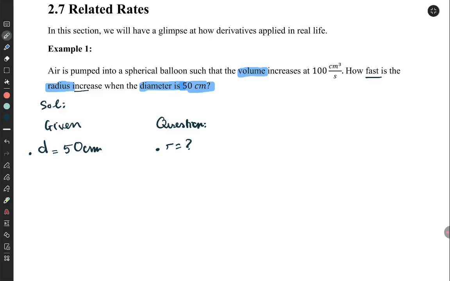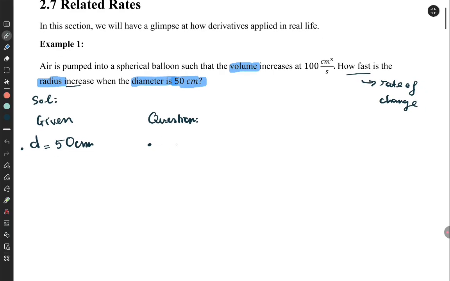Is this asking for the radius? It's asking for the change of the radius. Language, guys. How fast is the rate of change? Not really the radius, not the actual radius, so the rate of change of the radius. How do we label that? Something with R, but not just R. Something with time, the rate of change. Yes, involve T there. The rate of change of the radius, in other words, R prime.